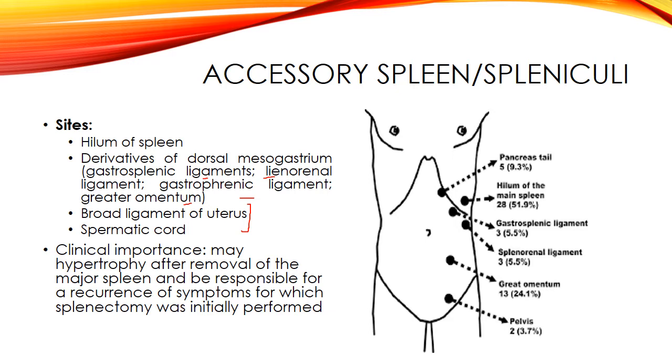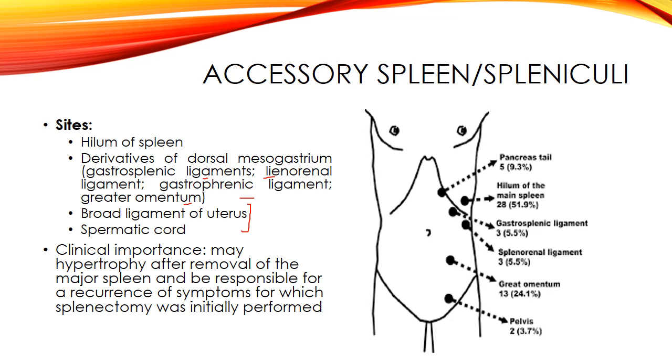The importance of these accessory spleens is that sometimes, let's say that we have a pathology, a leukemia or a blood cancer which is involving the spleen and causing it to enlarge. So you remove the spleen, in this case you do a splenectomy, but what happens is that after you have removed the main spleen, these accessory spleens may increase in size, and they can cause the same symptoms for which you removed the main spleen. So it is important to know that the accessory spleens can be present.